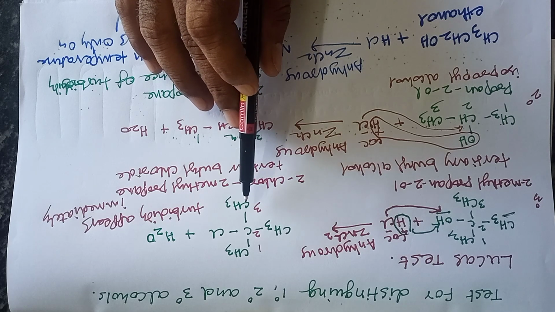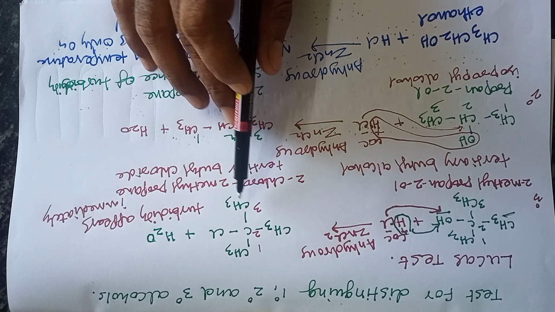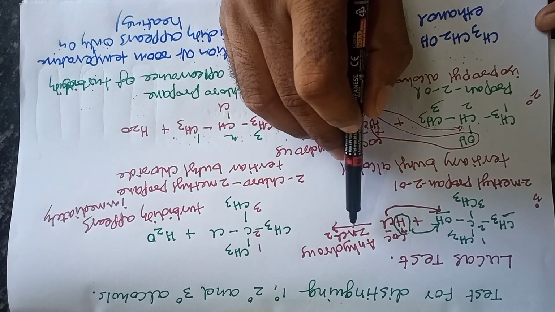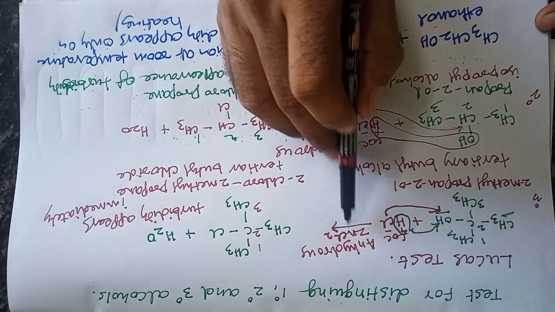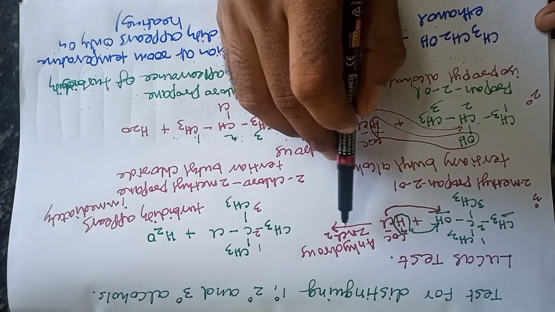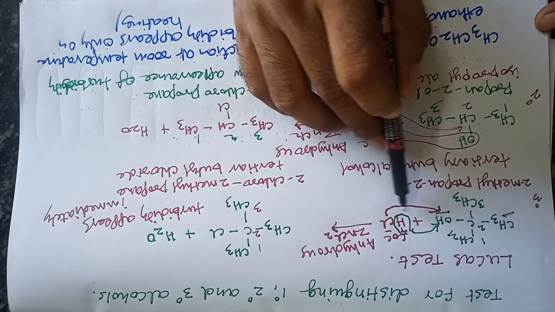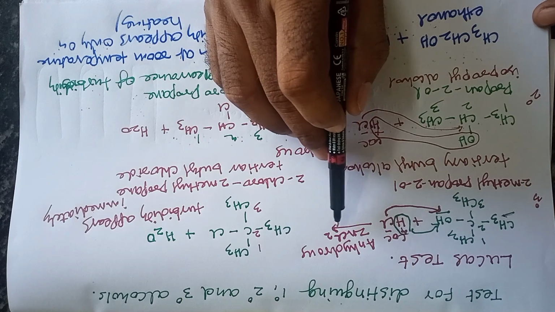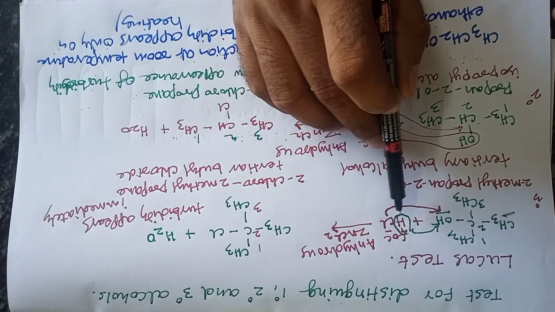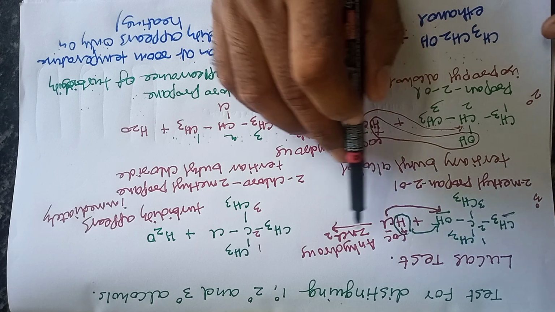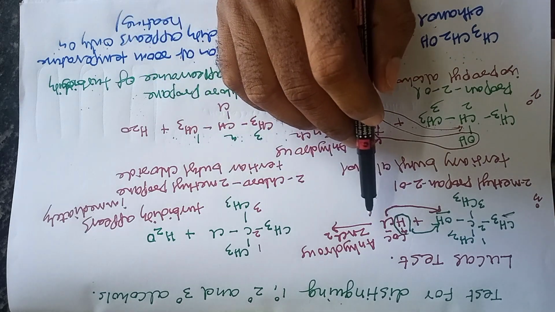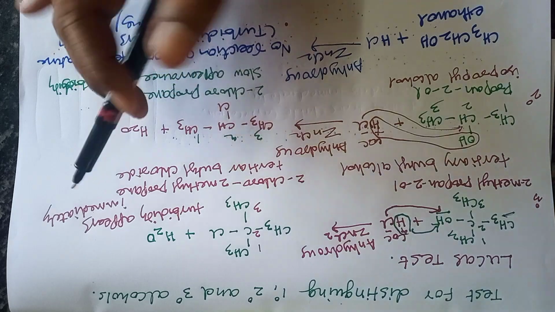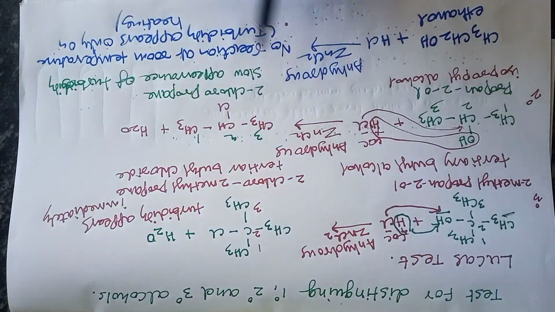This alkyl chloride is insoluble in water. Here we are using anhydrous zinc chloride. It is a good dehydrating agent. The water molecule formed during this reaction will be removed by anhydrous zinc chloride, so the reaction shifts towards the right side. Due to this, there is an immediate appearance of turbidity. Okay, do you understand, student?